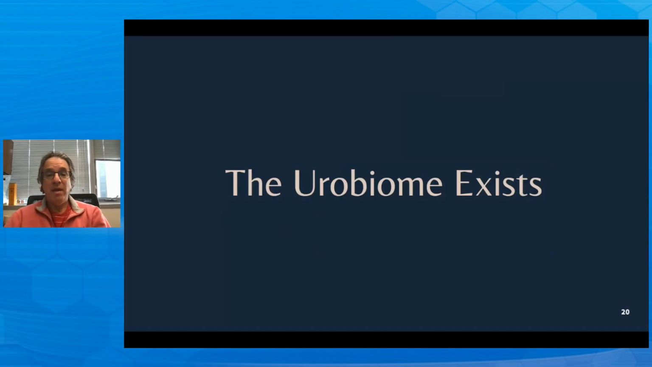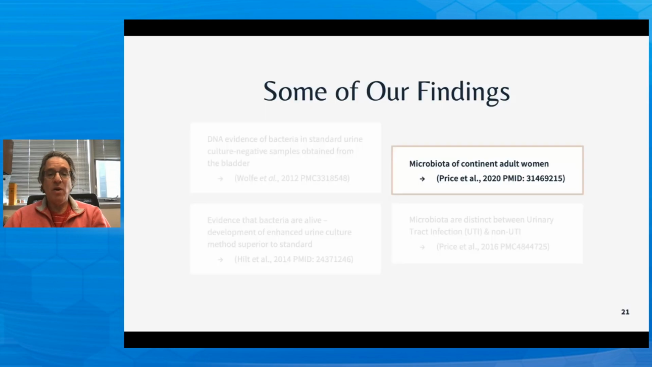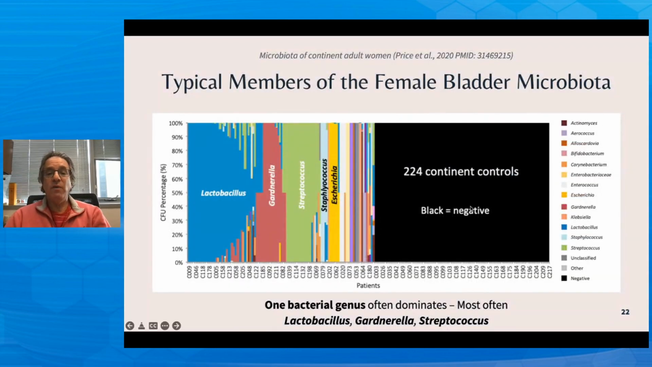Okay, now that we know that the urobiome exists, we've detected bacterial DNA in standard urine culture negative urines. We've shown that we can grow them. They're alive. Who are they? So now I'm going to show you some work from another student of mine, Travis Price, who looked at the microbiota of our controls. And there were 224 continent controls, right? And this is all EQUC. We've done the same work with 16S sequencing, and we get very similar results.